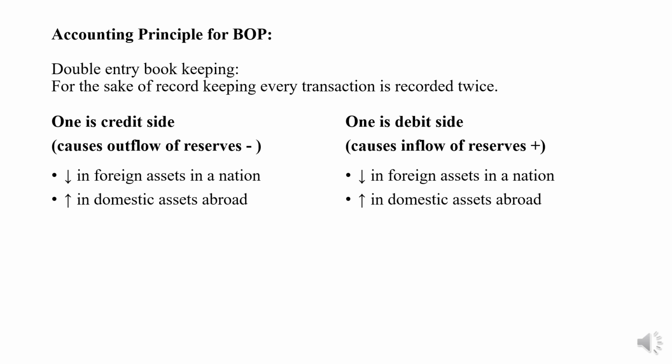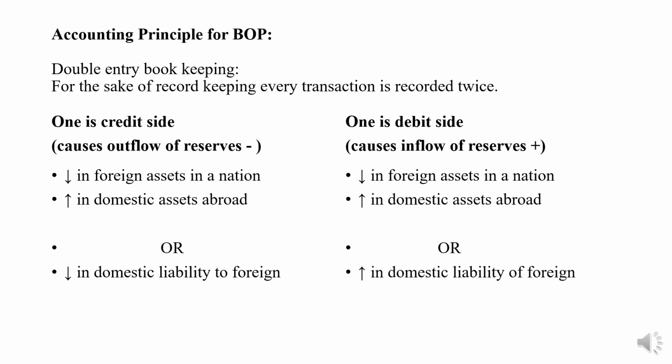It means on the debit side we include it as increase in the domestic assets abroad, or we can say that if there is decrease in the domestic liability to foreign, we include in the debit side as there is increase in domestic liability of foreign.